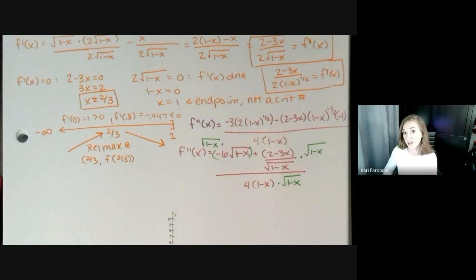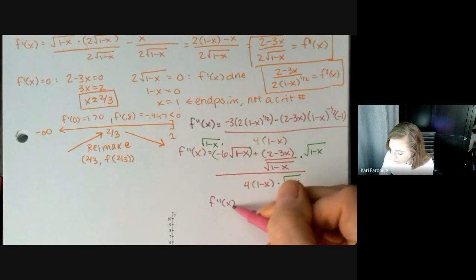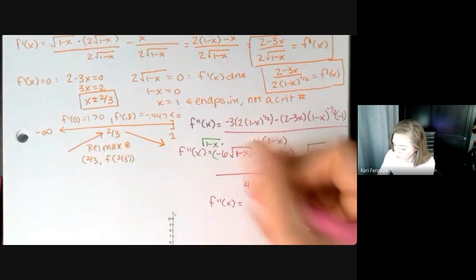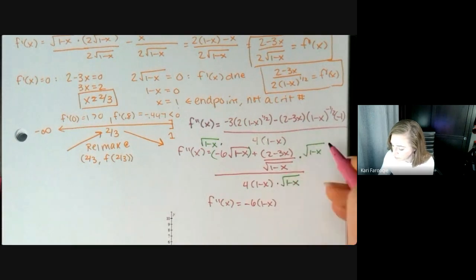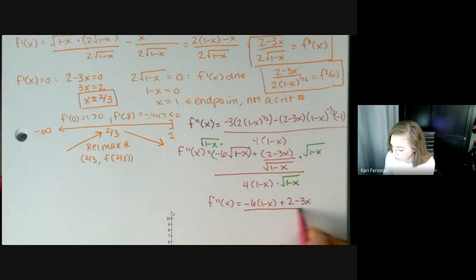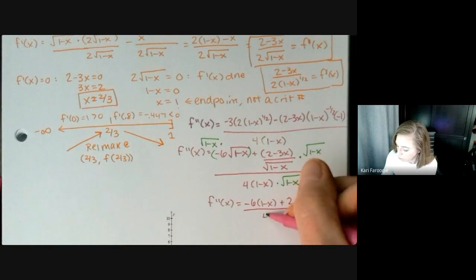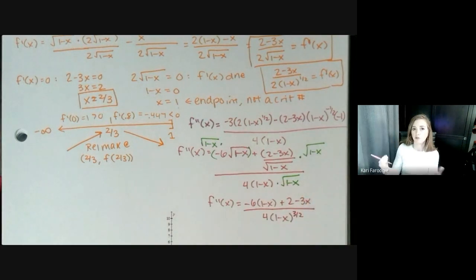And we'll simplify the second derivative. So the square root of 1 minus x times itself is just 1 minus x. And then I have these two canceling, so that only leaves me with 2 minus 3x. And then in the denominator, I have 4 times 1 minus x to the 3/2, or you can just leave it separated if you want. This notation is absolutely fine. It's up to you.